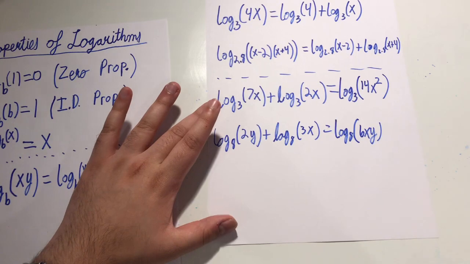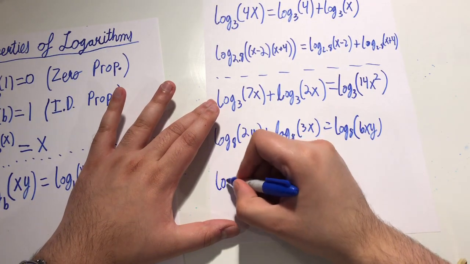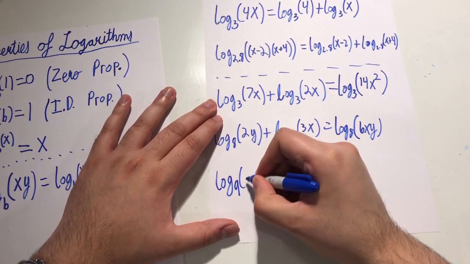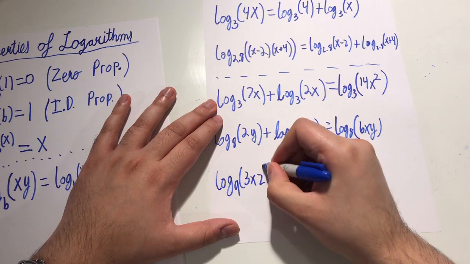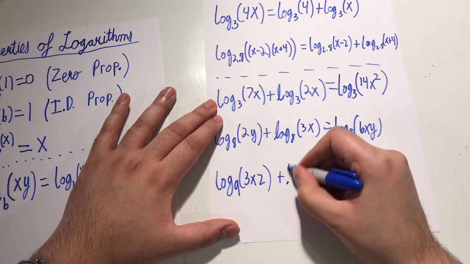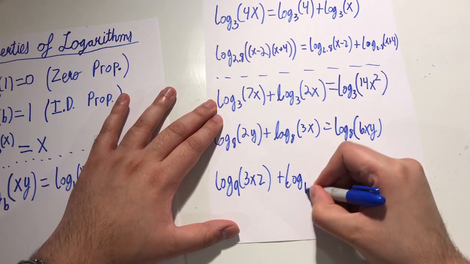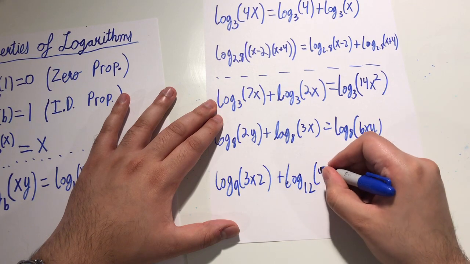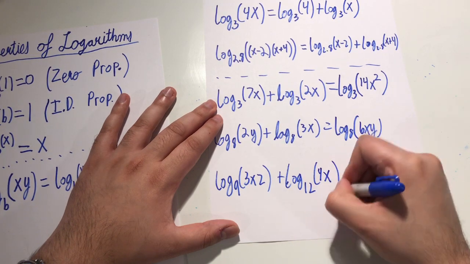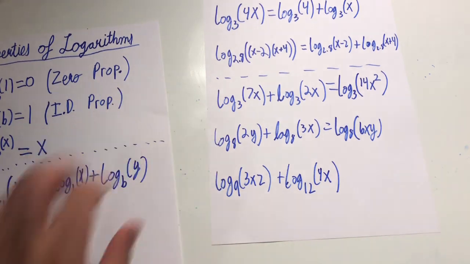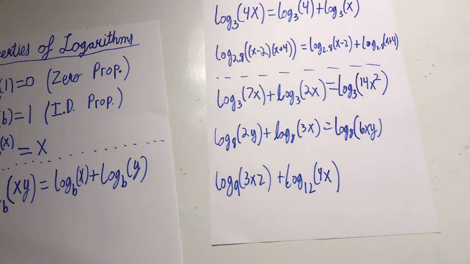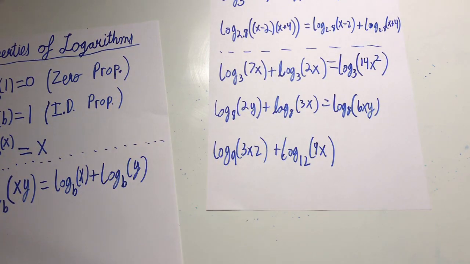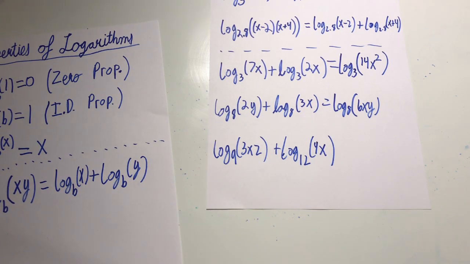Now, just to hammer this idea home, logarithm base 9 of 3xz plus logarithm base 12 of 4x. What do I do in this situation? Nothing, right? I can't combine these. The bases are different. There is nothing to do here. All right, so that's 4 rules down. We got 2 more to go.